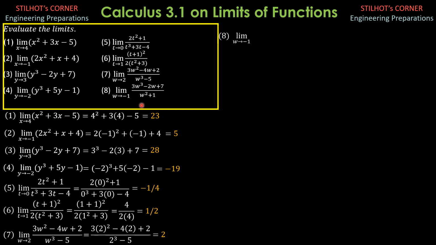Number 8, as w approaches negative 1, the denominator is not 0. The numerator is 3 times negative 1 cubed, so negative 3, minus 2 times negative 1, so plus 2, so negative 1, plus 7, so 6. The denominator is 2. 6 over 2, so the limit of that function as w approaches negative 1 is 3.